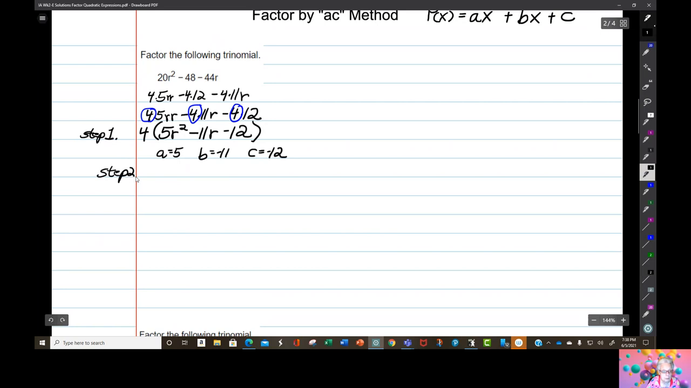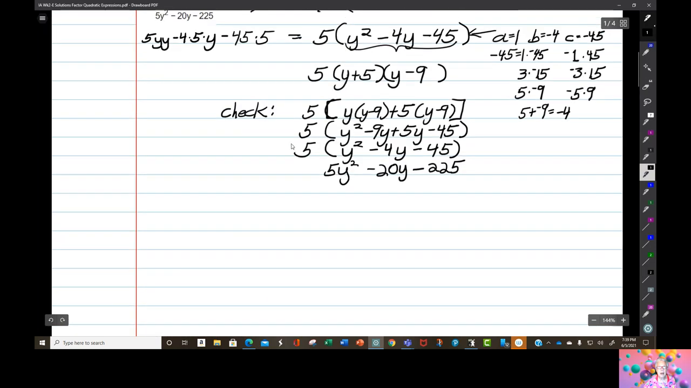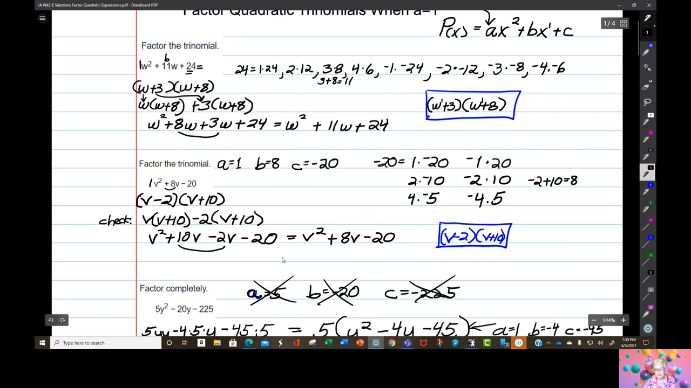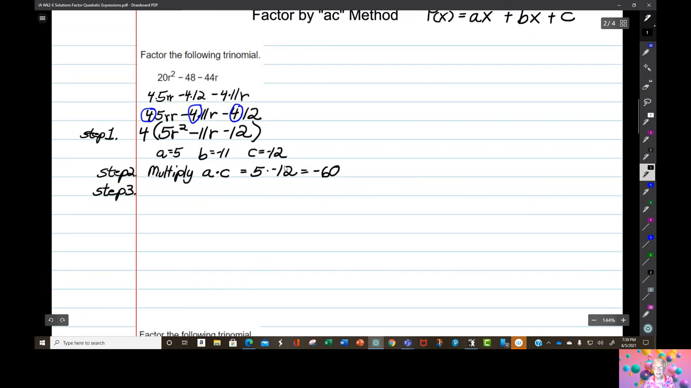Step two is to multiply A times C, which will be 5 times negative 12, which is negative 60. Well, we have to do something with it, right? Otherwise, I wouldn't be going to this trouble. Step 3. Just like I took the constant C and factored it up here, I'm going to take A times C and factor that.